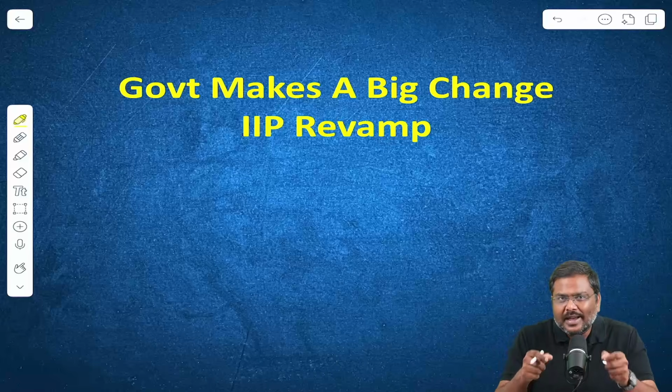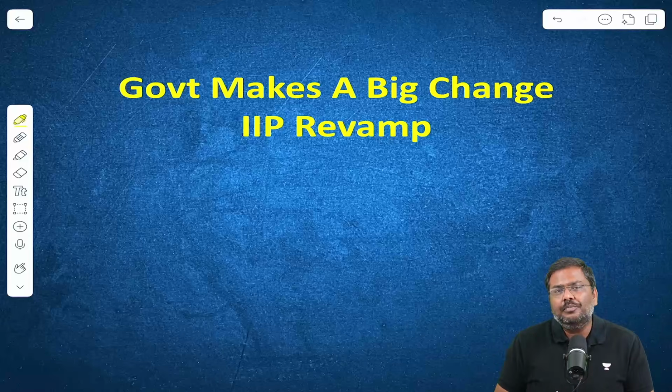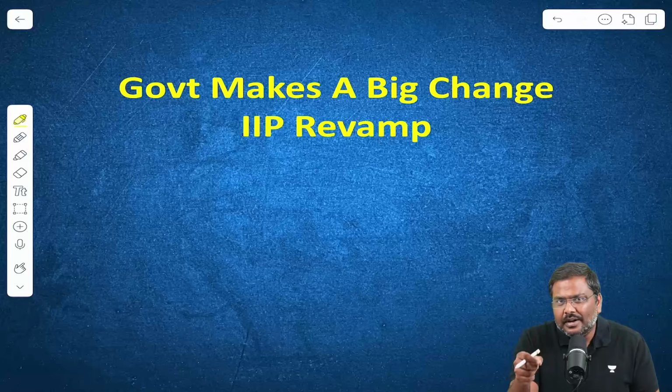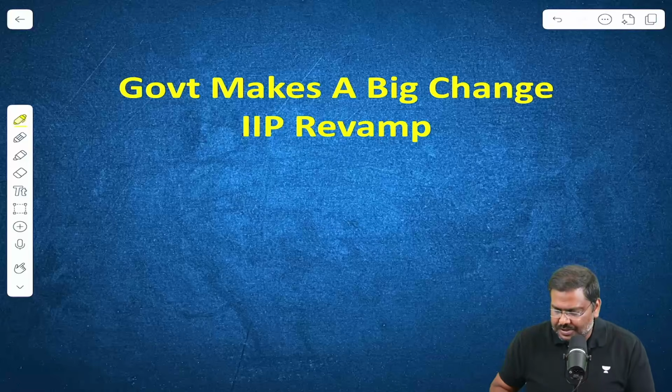The government of India has made very important changes in an indicator that is used to measure the changes in industrial output, that is index of industrial production. Let's decode and understand all these important changes.